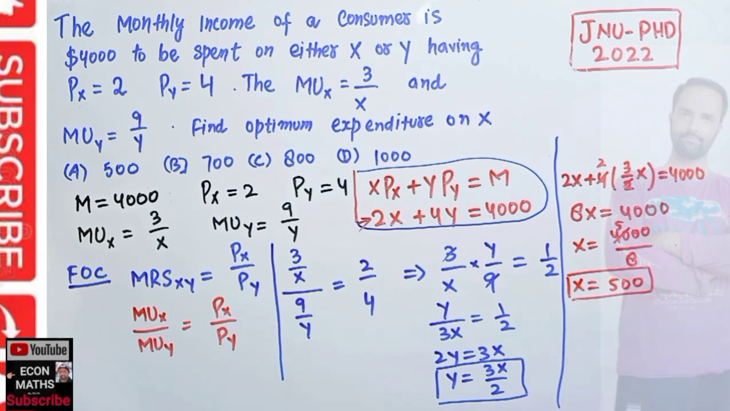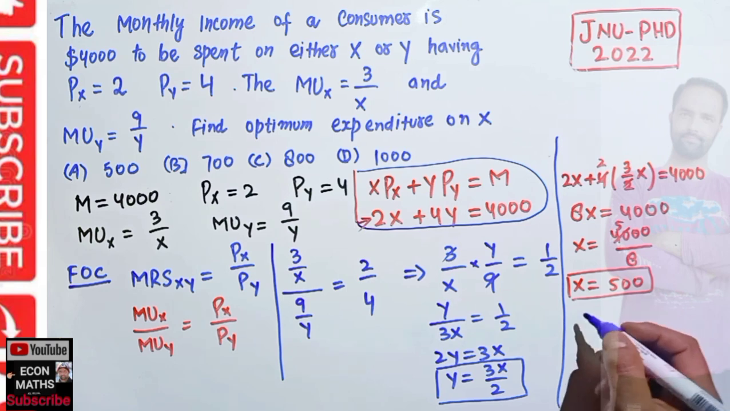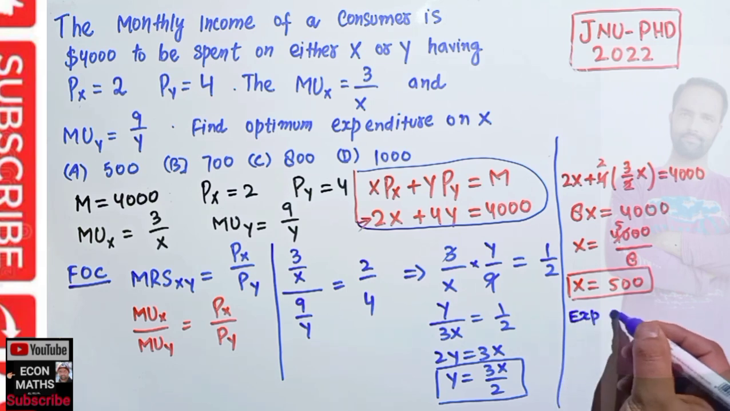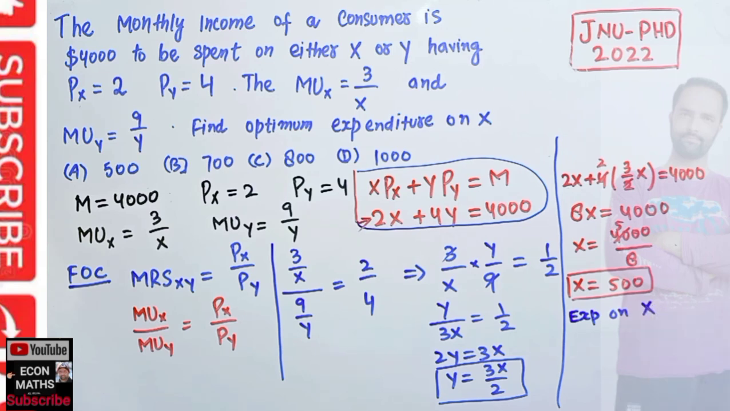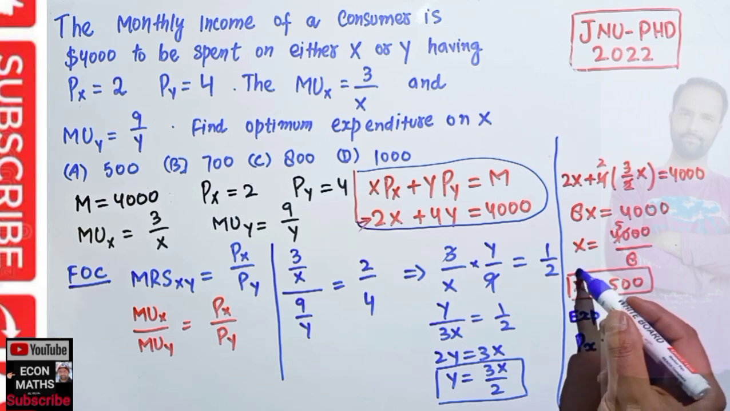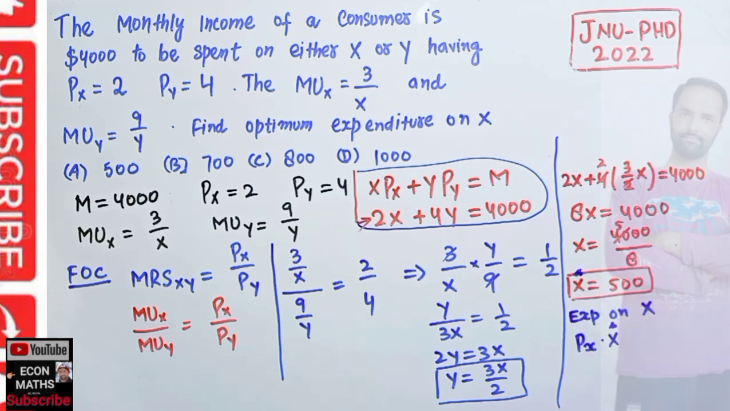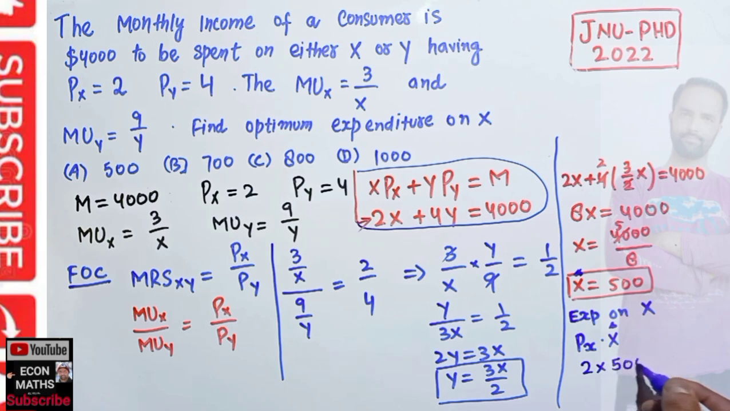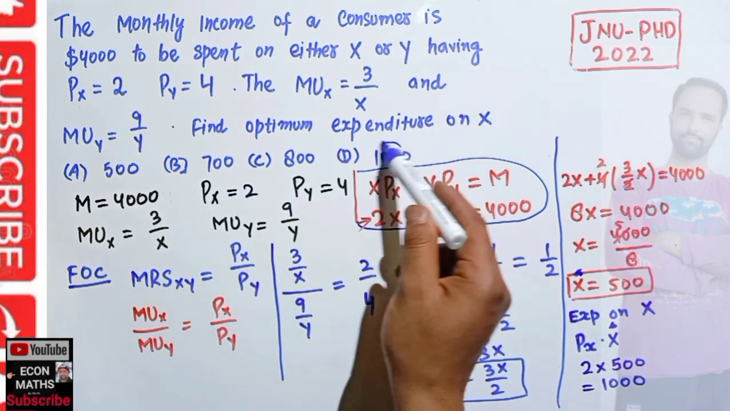Now expenditure on good X will be simply equal to, so let me write it here, expenditure on X will be equal to simply price of X times optimum units of X. Let us write it as X star. So price of X is being given as 2 times optimum units of X, which is 500, which gives us 1000 as the optimum expenditure on good X. So the correct option should be D part.